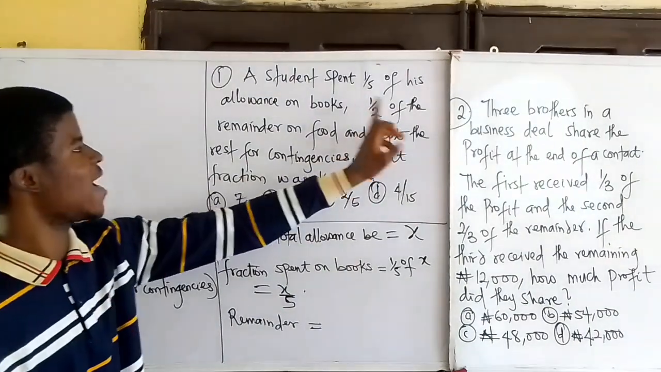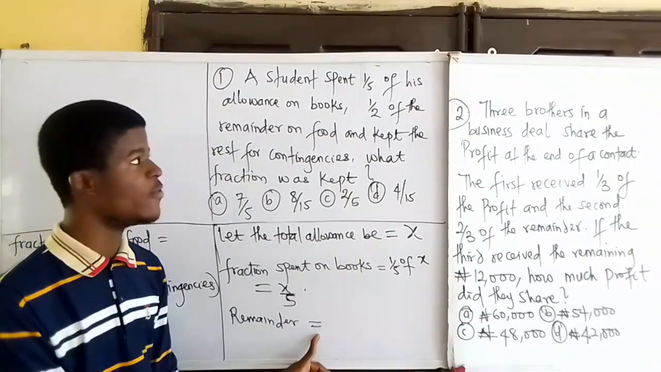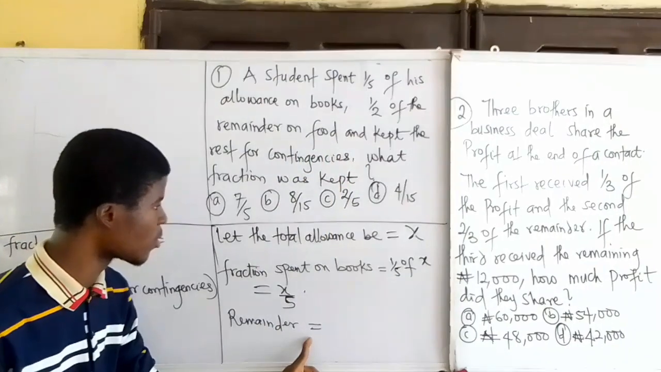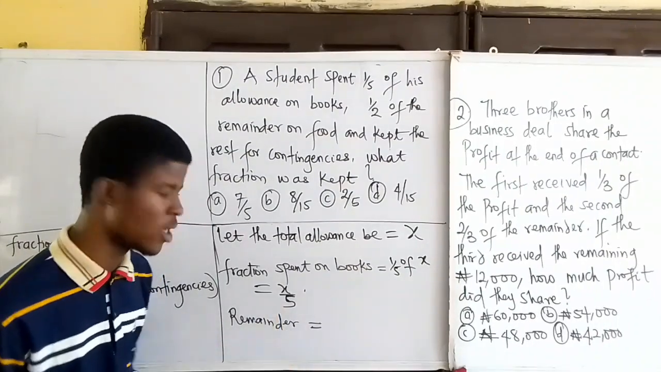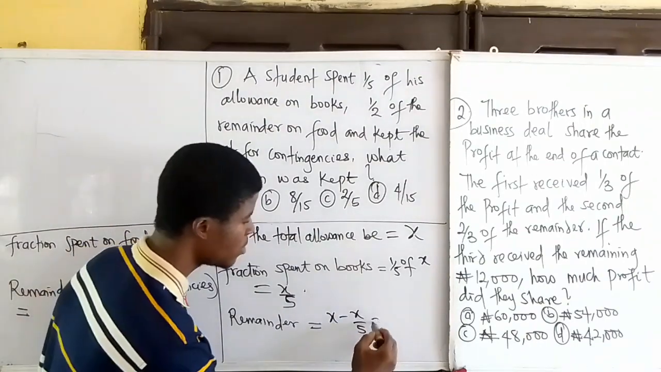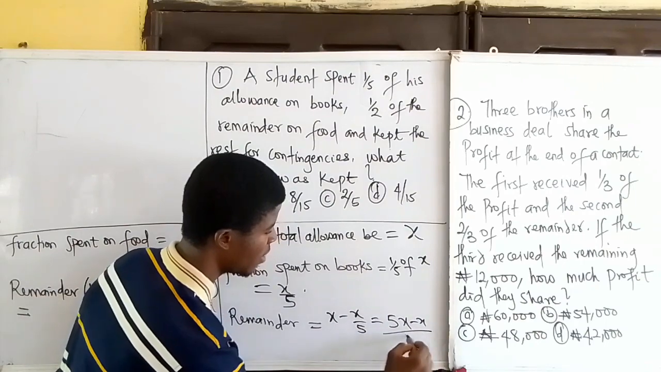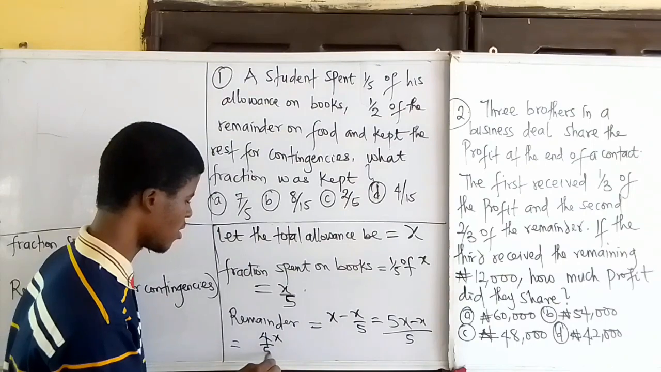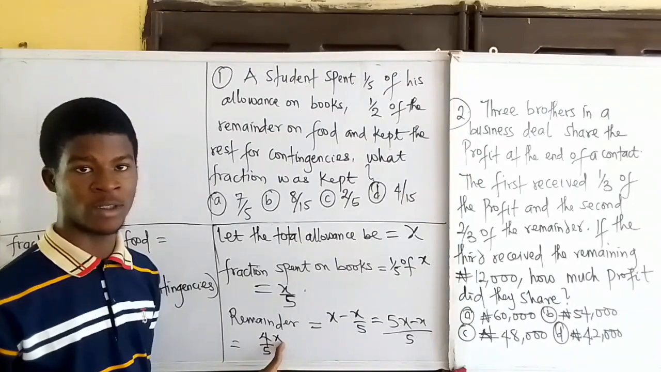Now, he spent half of the remainder on food. First of all, we need to get the remainder before getting the amount he spent on food. So the remainder will be the total allowance minus the fraction spent on books. That is X minus X over 5. So this is simply 5 times X, 5X minus X over 5. 5X minus X is 4X over 5. So this is to say that the remainder is 4/5 of the allowance.